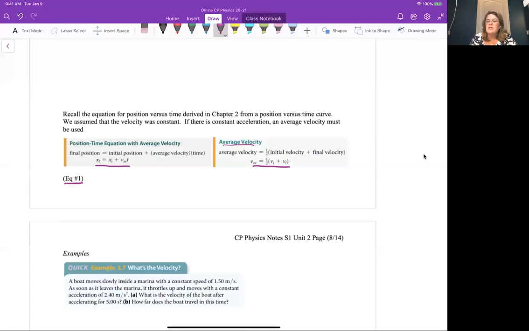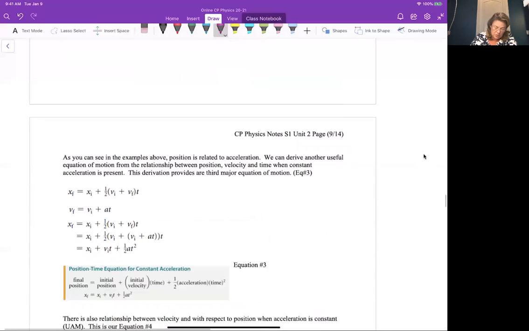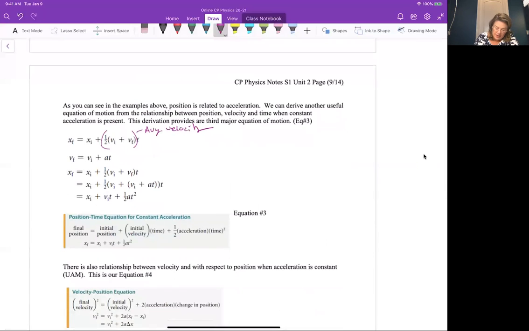Well, because acceleration is impacting our velocity and velocity is changing, we don't have a constant velocity anymore. We can take an average velocity, the final plus initial divided by 2. That's what the definition of average is. And then we can plug those in and derive all those equations. This is the average velocity right here. Okay, and so by combining these equations, I have created my next equation, which is x final equals x initial plus v initial time plus 1/2 at squared.